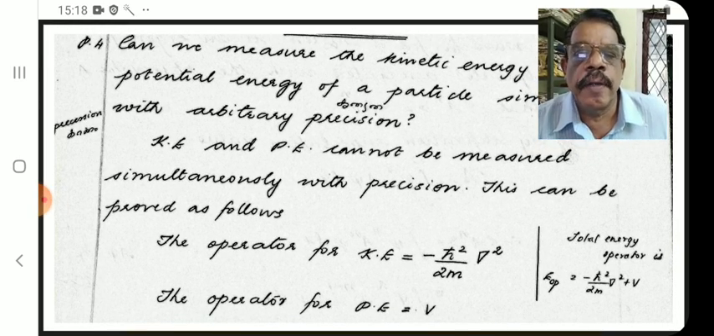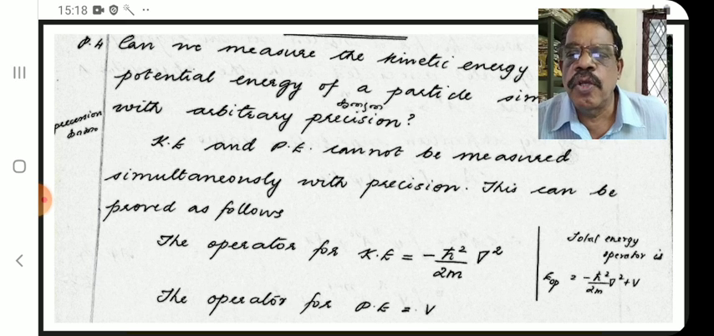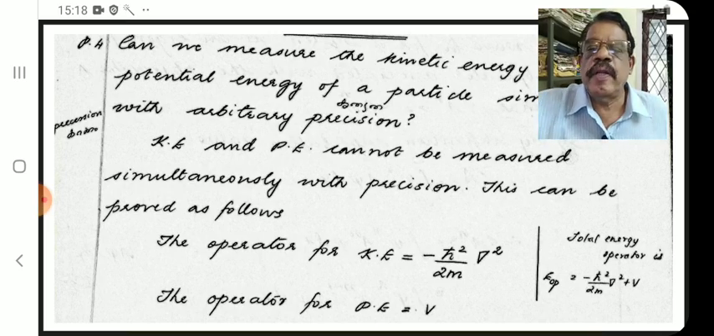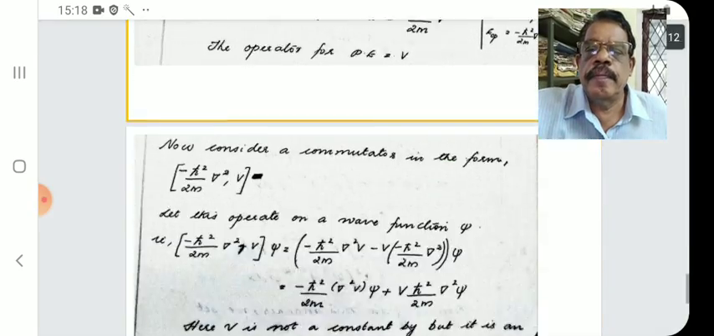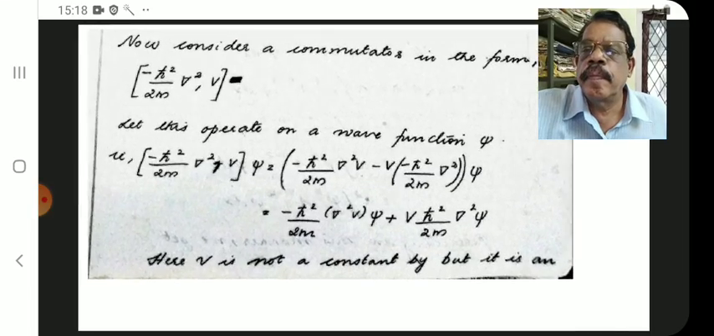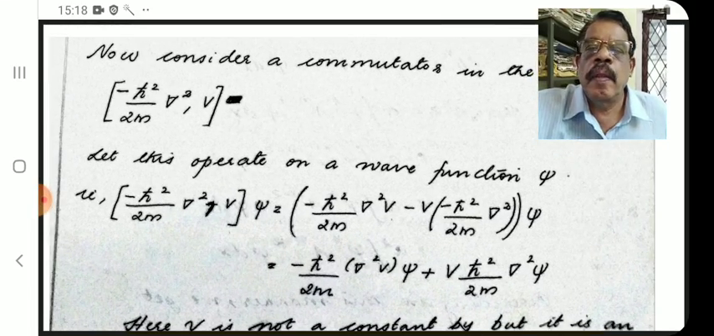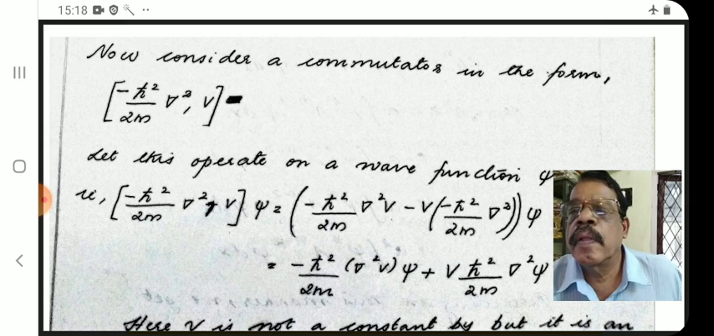Minus h cut square by 2 del square. The Hamiltonian operator first part, that is K operator. The operator for P is equal to V, Hamiltonian operator second part. Now consider the commutator in the form.